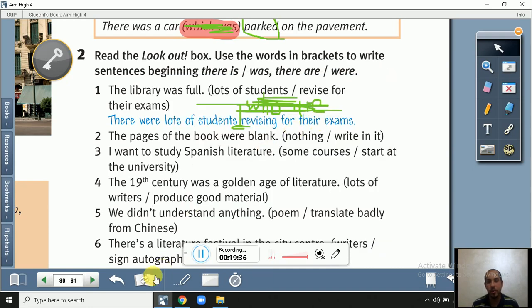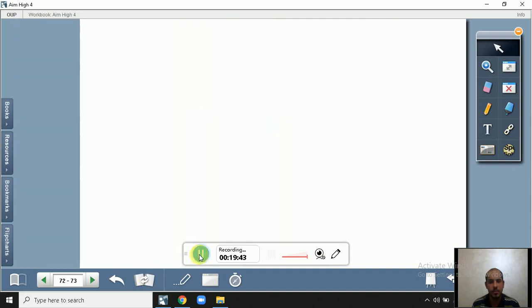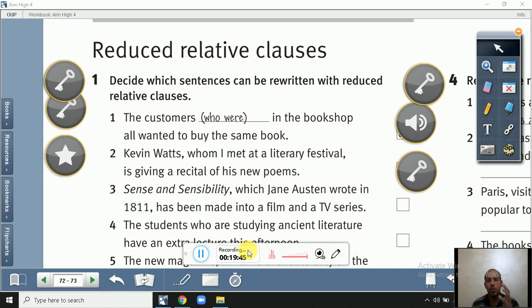Let's move to our workbook quickly. In your workbook at page 72, you will find the first example asking you to decide which sentences can be written with reduced relative clauses and which ones cannot.